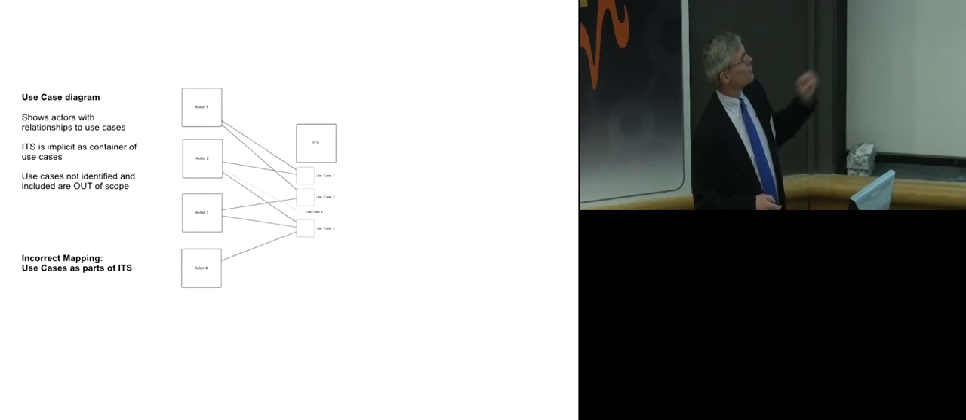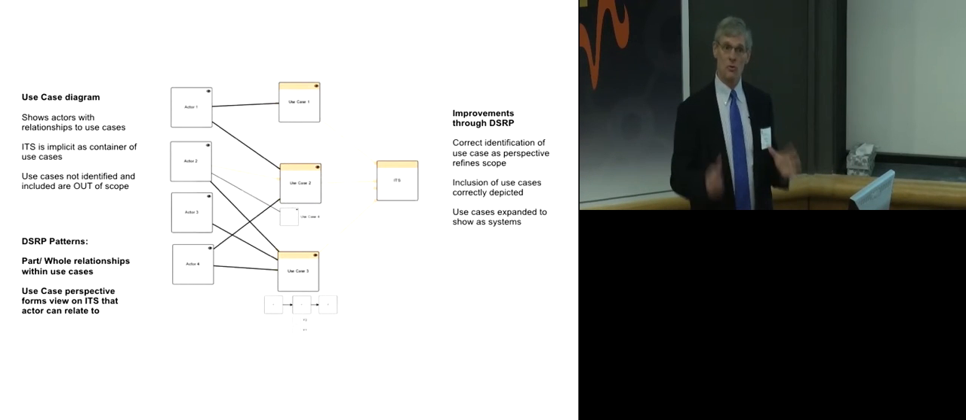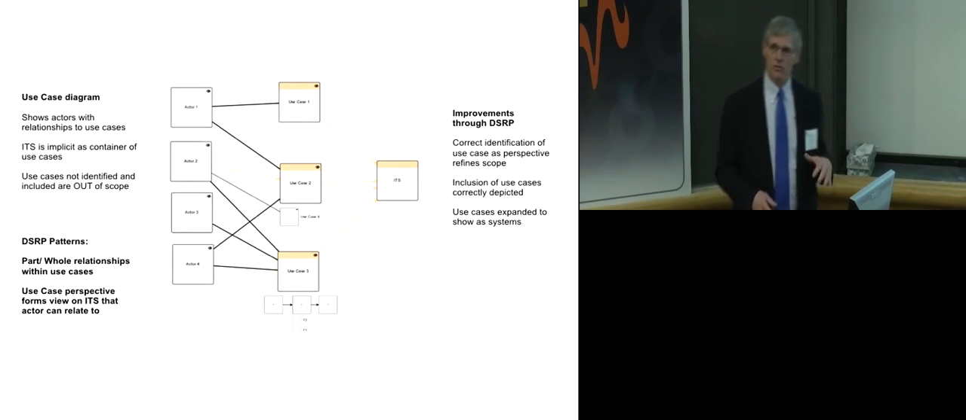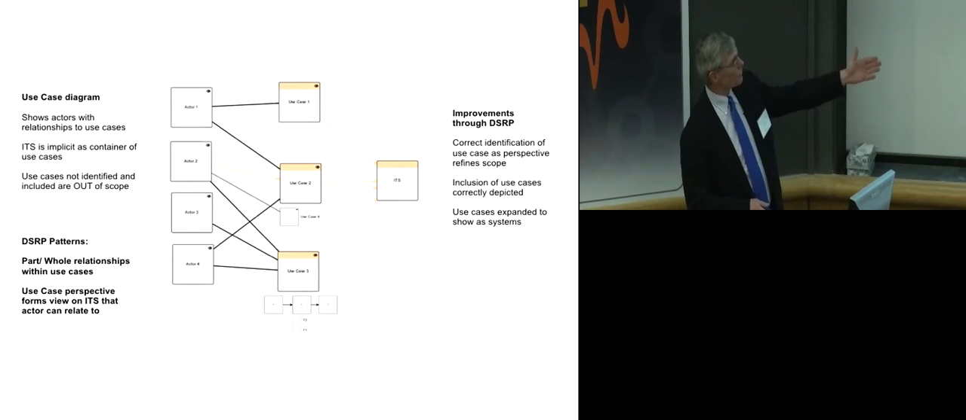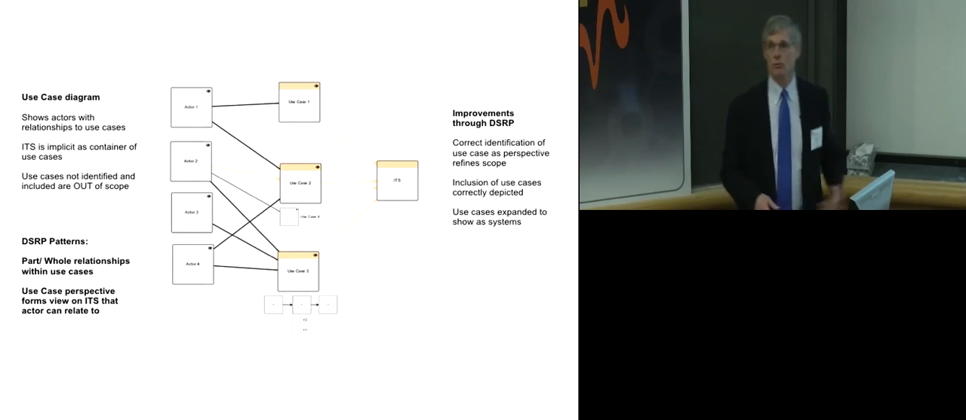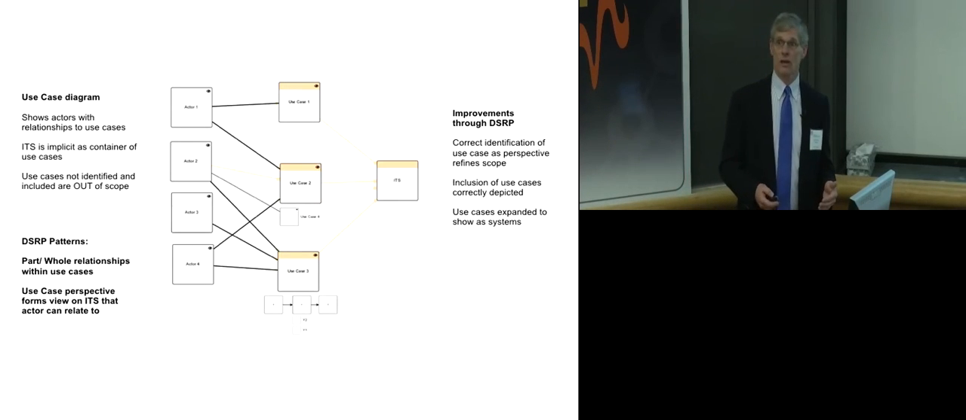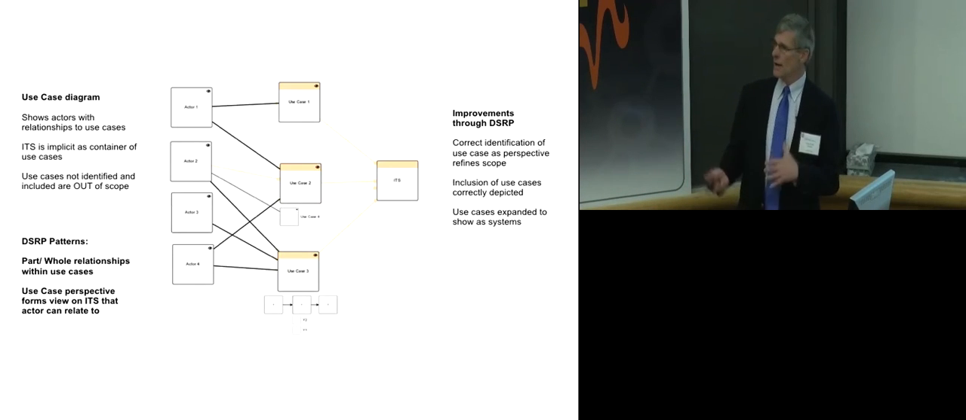I think that use cases are more properly represented as perspectives on the ITS. And those perspectives are shared by multiple stakeholders, multiple actors. This is the correct identification of use cases, and it is really a fundamental change to the model that we use. We can also expand our use cases into systems, showing the steps within them, and capture the rules as parts. So this is a big improvement over the models we typically use, and it leads to a much better understanding of scope.